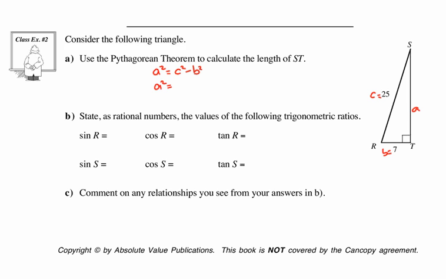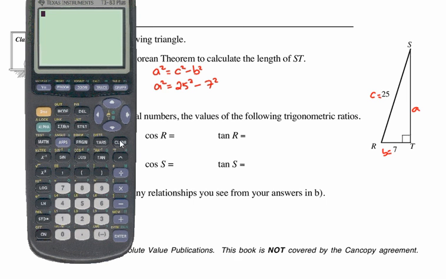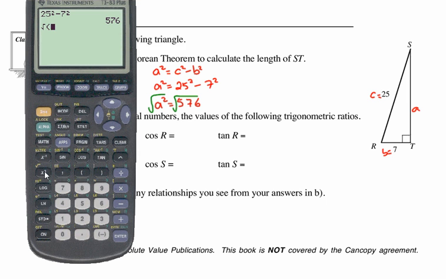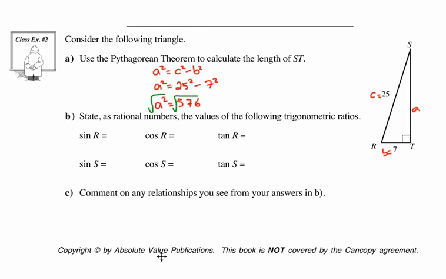So A squared is equal to 25 squared minus 7 squared. We grab our calculators and type that in. 25 squared minus 7 squared gives us 576. Except we're not looking for A squared, we're looking for A. So what's the opposite operation of squaring? Square rooting. So we square root both sides. With your calculator, second x squared, second negative, bring up your previous answer, and A is 24. So our side ST is 24.